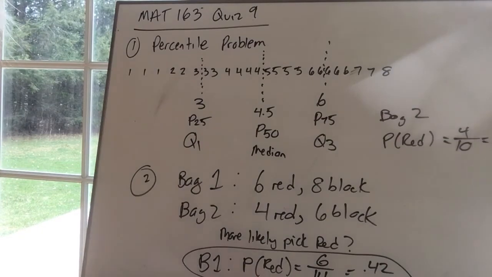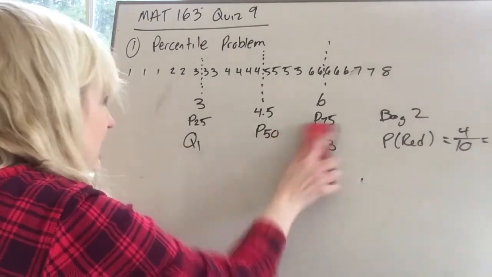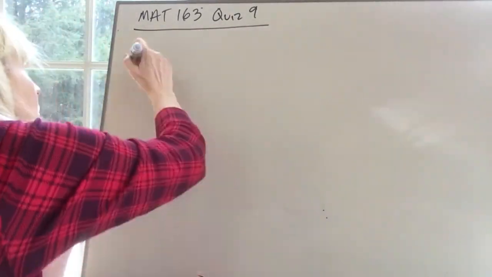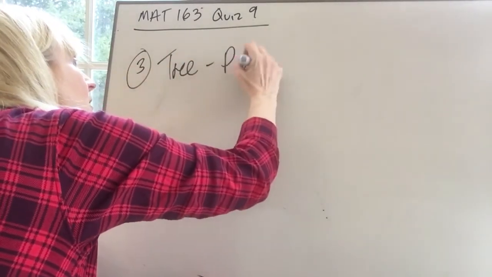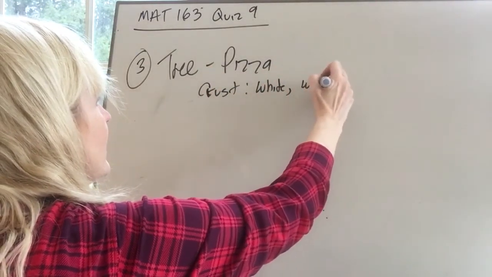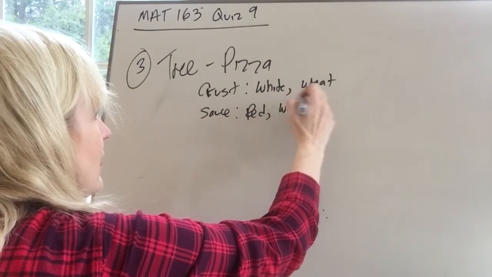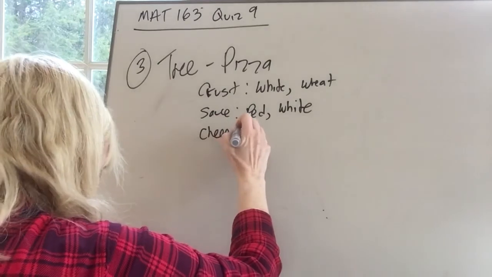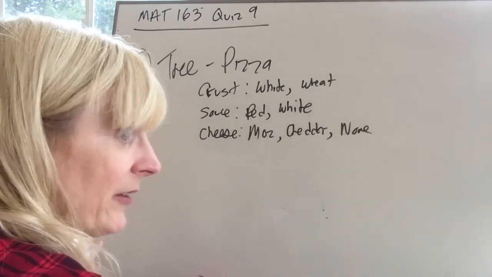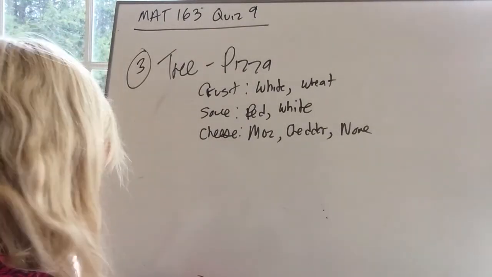Third problem, I tell you to do a tree to figure out how many possibilities there are. I don't know what's on the quiz, but in this example, I used a pizza. Yay, we're all hungry, right? So I tell you to draw a tree. My pizza crust can be white or wheat. Sauce can be red or white, Alfredo, I don't know what it is. Then cheese. It can be mozzarella, cheddar, or no cheese. I know there are strange people out there that don't put cheese on their pizza. I want to know how many different possibilities there are, and I want you to show that with a tree. So how would I do that?